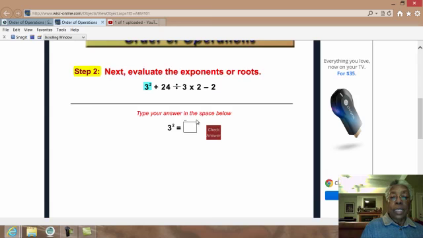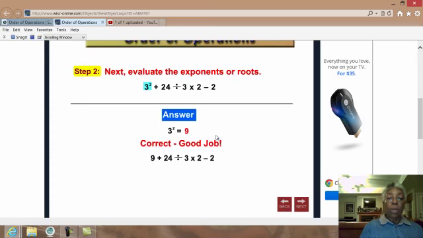Type your answer in the space below. So next we have 3 squared, not 3 times 2. 3 squared means 3 times 3. And 3 times 3 gives us 9. Let's see if we're correct. Correct. Good job. So now we have 9 plus 24 divided by 3 times 2 minus 2.